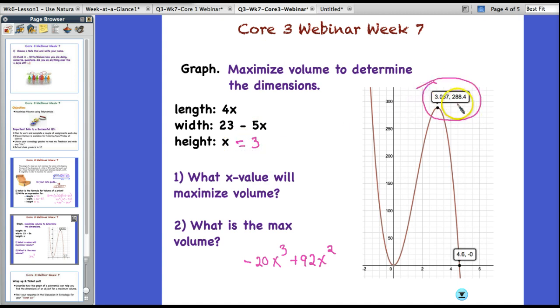So Brianna, you said 288 was the maximum volume. I don't know how you did that so fast, but nice job, by the way. So your x value is 3. That means your height is 3. So your width is going to be 23 minus 15, right? So that's 8. And your length is going to be 12. Brianna, I think you said that.